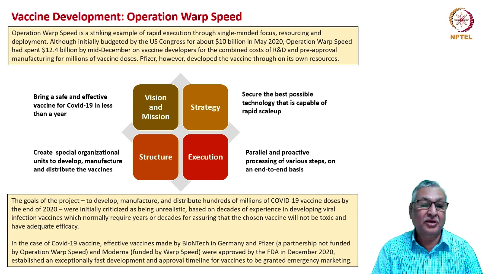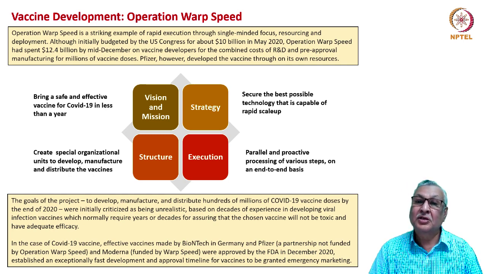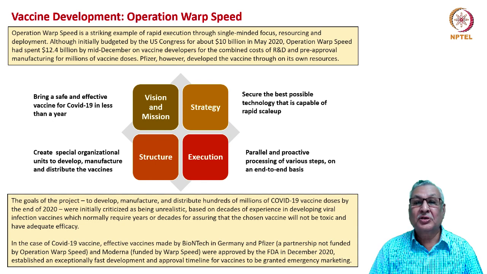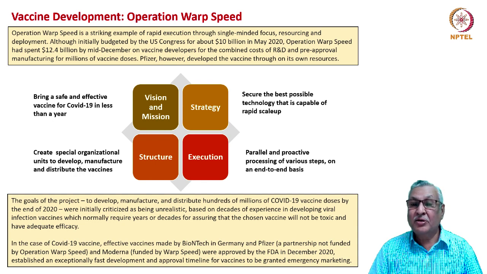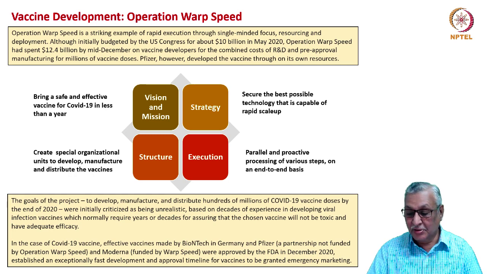This established an exceptionally fast development and approval timeline for vaccines to be granted emergency marketing. Even today, when the world is facing the Omicron threat, companies are going the extra mile at a rapid pace to tweak the vaccines within the period of 3 months to make sure that they are fully effective against Omicron, the new variant.